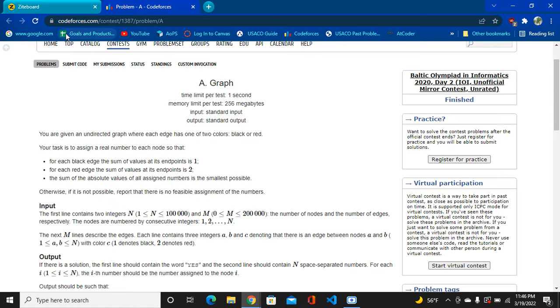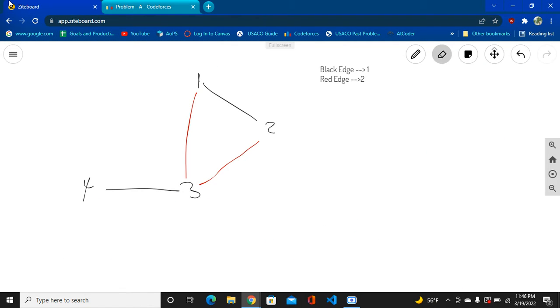It's really a basic problem, but a quick recap: each red edge means that the sum of the nodes connected to that edge has to be two, and for each black edge it has to be one. The idea is that you want to minimize the sum of absolute values. So for each node, you'll take the absolute value of that node, sum everything up, and you want to minimize that quantity.